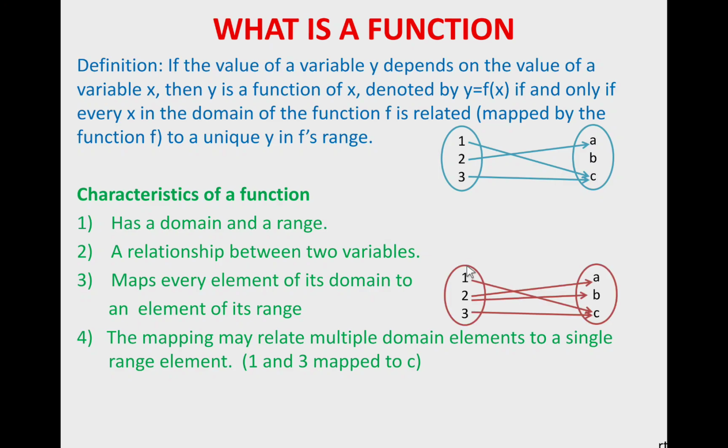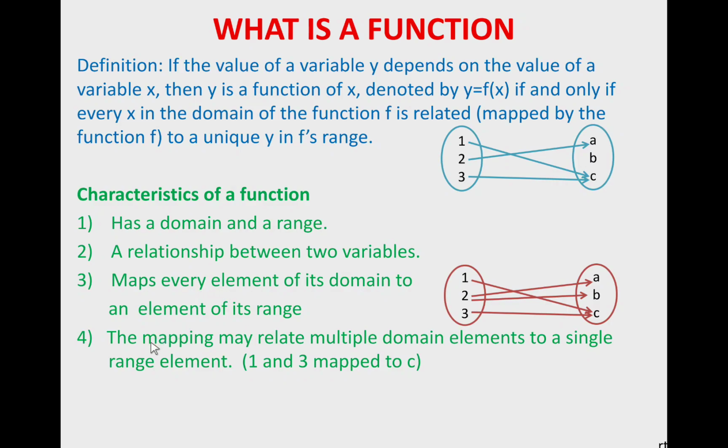Let's take a look at this model and let's see if this model passes these conditions. No question, it has domain and range. No question, a relationship between two variables, because there is a variable that's represented by its values in the domain, and there is a variable that's represented by the values in the range. So that's met. Maps every element of its domain to an element in the range. Yes, indeed, every element in the domain is mapped by at least one arrow to an element in the range. So this condition is also satisfied.